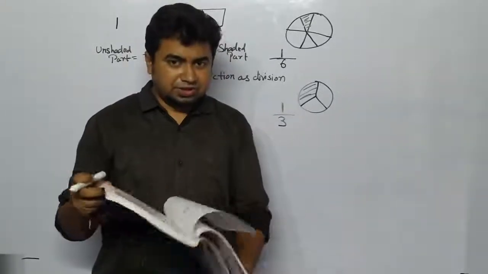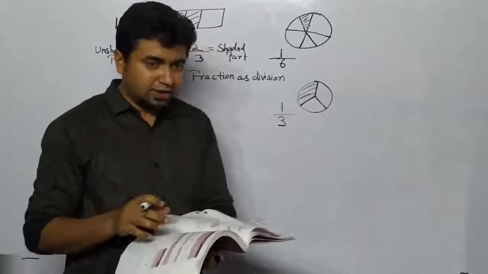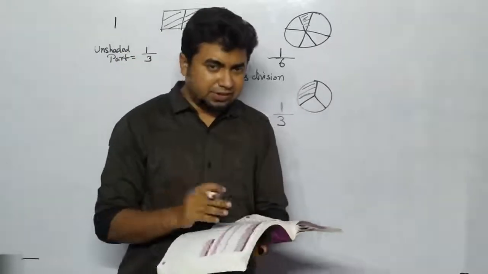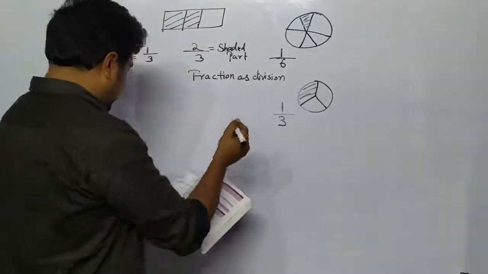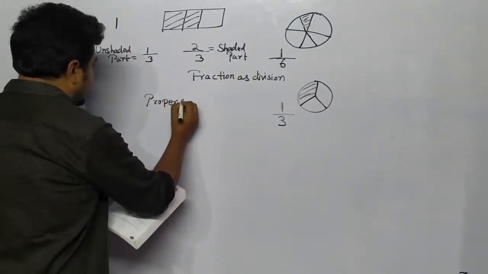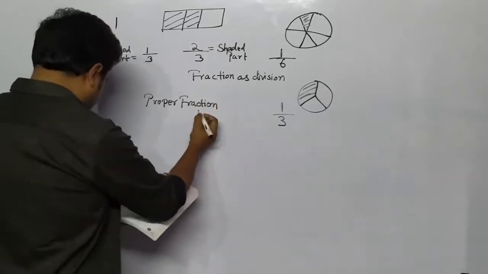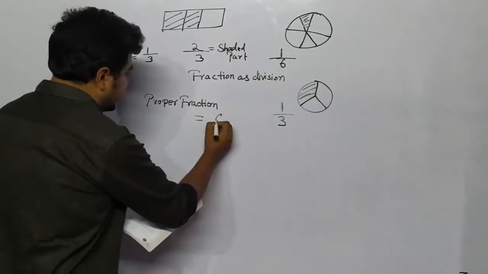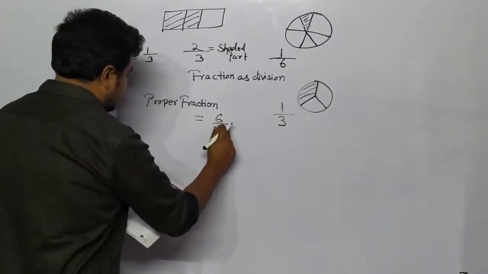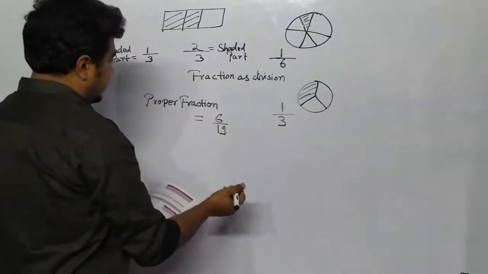Now we'll be discussing types of fractions. Types of fractions basically are proper fraction, improper fraction, and mixed fraction. 3 fractions are there. First one, proper fraction, you can see from here. Proper fraction is when, say, 6 by 19. This is 6 by 19.